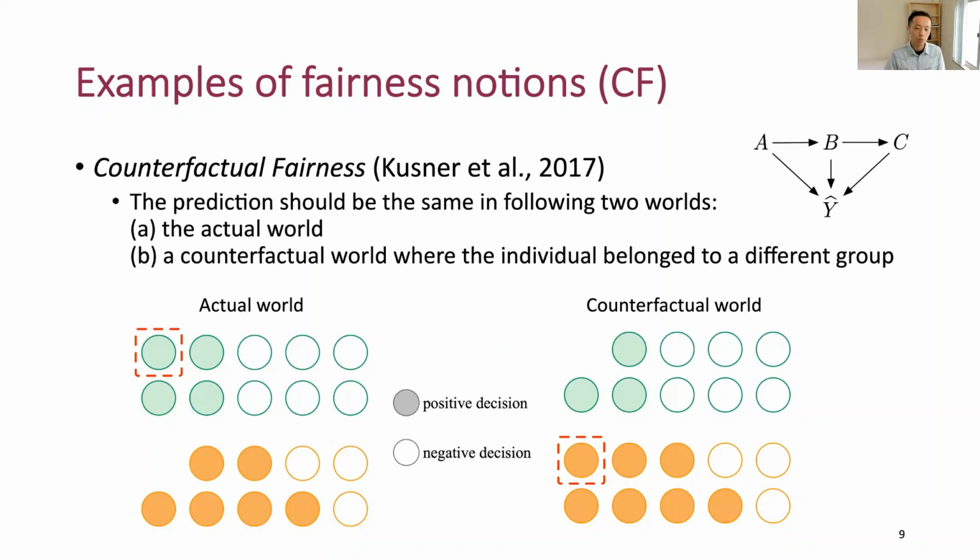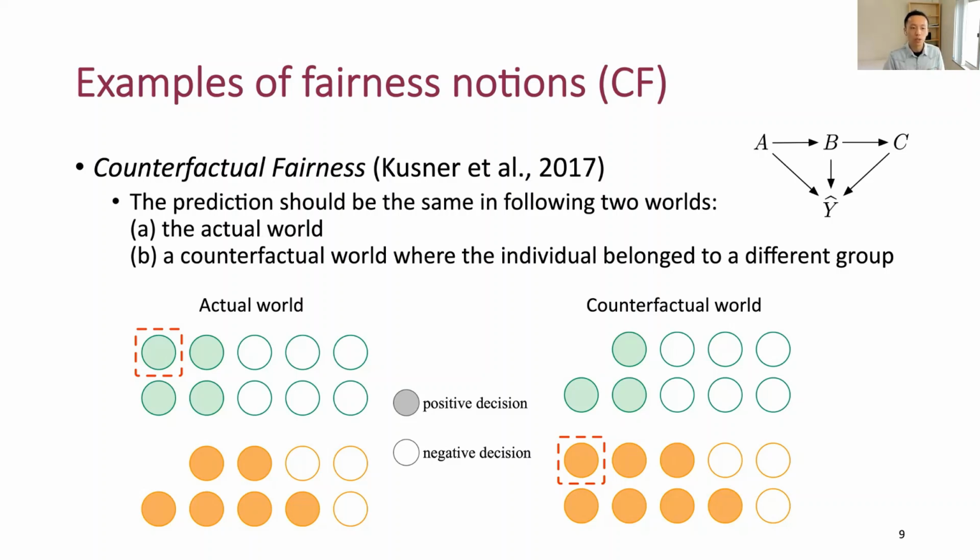We can see that there are two groups of people, green people and orange people. The third thing we notice is that there's a red box circled around a certain circle, which denotes that we are focusing on this specific individual. On the left-hand side, this is in the green people group, and on the right-hand side, it's in the orange people group. So the basic intuition of counterfactual fairness is that I would like to make predictions, and I would like to evaluate this on the individual level.